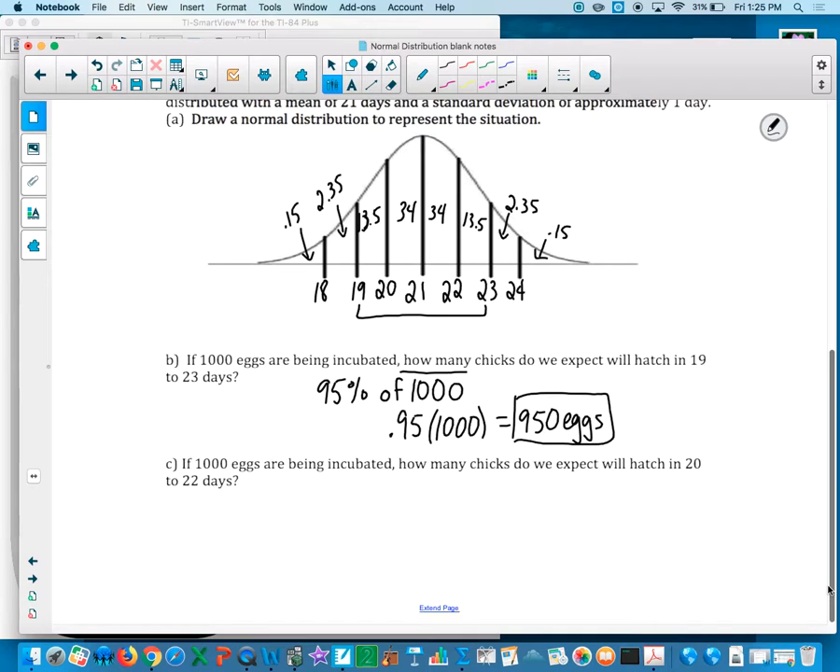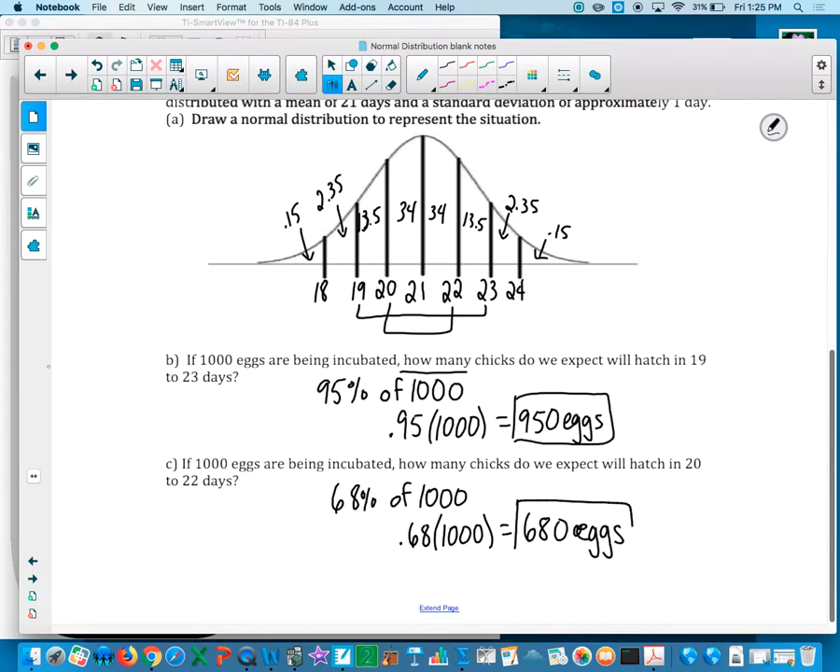And then same situation in the next one between 20 and 22 days. That's within the 1 standard deviation, so that's our 68%. So we get approximately 680 eggs hatching within that time frame.